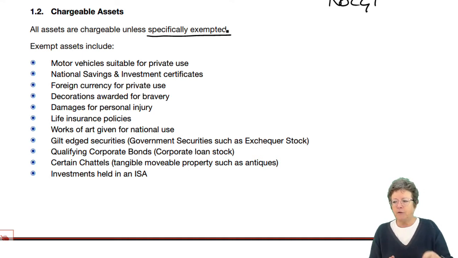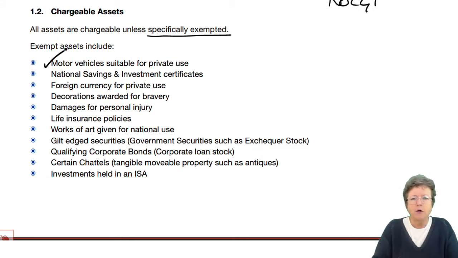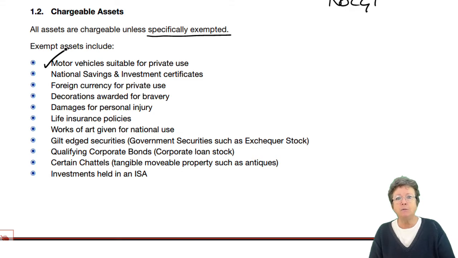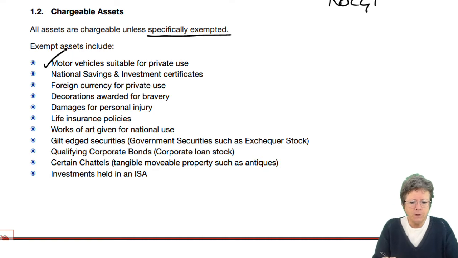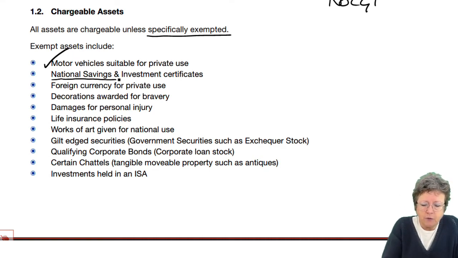This is the list of those assets that are specifically exempt. You will come across more than one of them, but there are some that come up more often. Cars regularly come up, particularly within company gains computations. Car, whether it's a valuable car, a cheap car, whether it's been bought because it's vintage, if it's a car, it is not subject to capital gains tax. Those certificates I mentioned, they are also exempt.